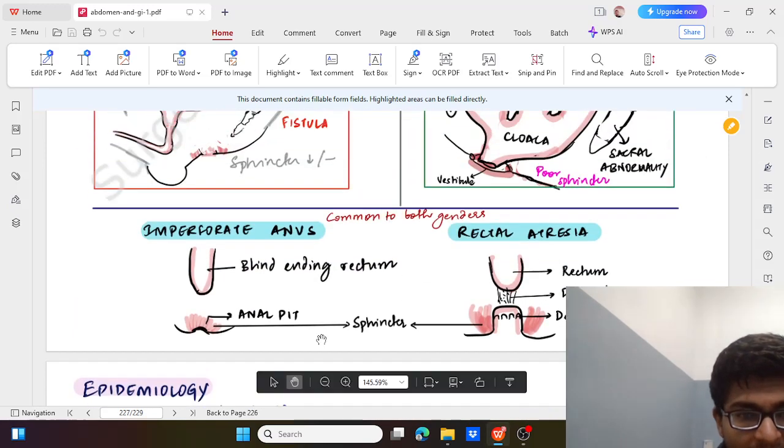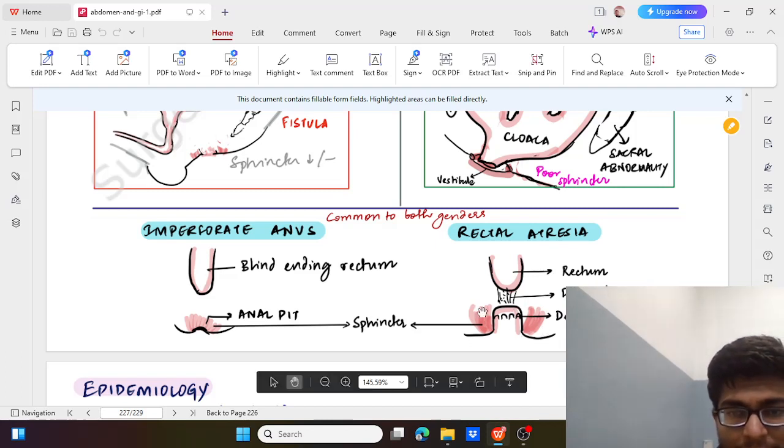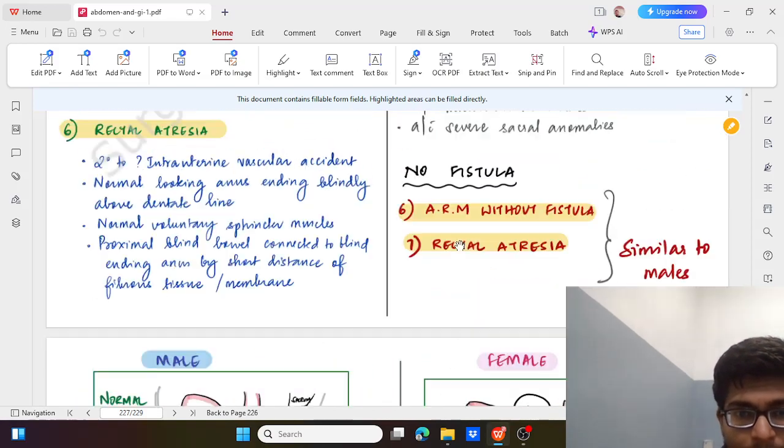As we can see in the diagram, in imperforate anus there will be an anal pit and a blind ending of the rectum, and in rectal atresia, the rectum is connected to the anus with the help of fibrous tissue or a membrane, and the sphincters will be well developed. This is common in both genders, rectal atresia and imperforate anus.